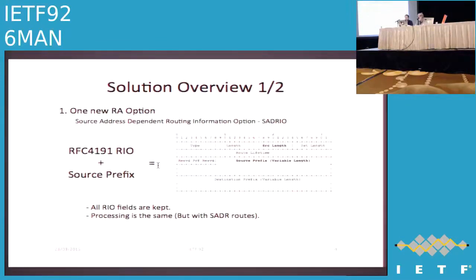So now let's move to the solution I'm proposing. It's a really simple one. It just relies on one new RA option, which simply comes from the RFC 4191 Routing Information Option. Just to be clear, it's not the Prefix Information Option at all. It's the Routing Information Option, which is defined here. And that new option, which I call the SADR RIO, for source address dependent routing information option, is exactly the same as the RIO, but you include a source prefix as well. So you have just the source length and the source prefix fields in there. You still have the priorities, you still have the lifetimes, just like in RFC 4191, and the processing is almost exactly the same. Next slide, please.